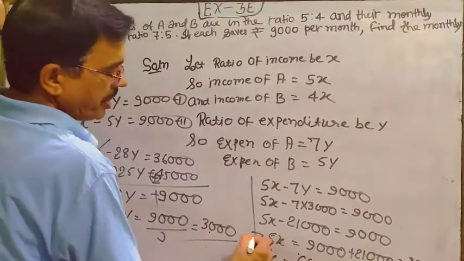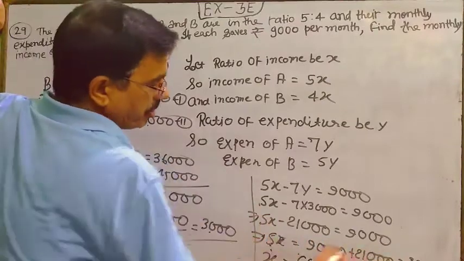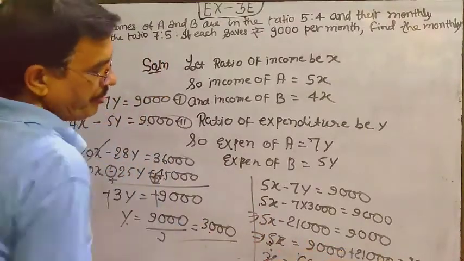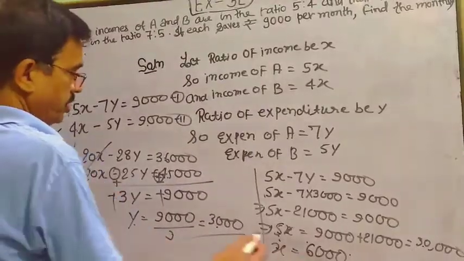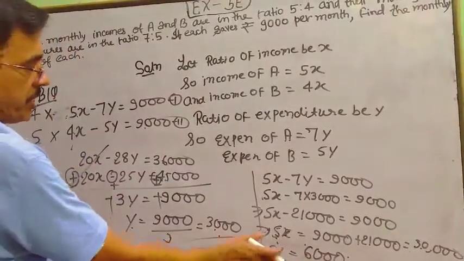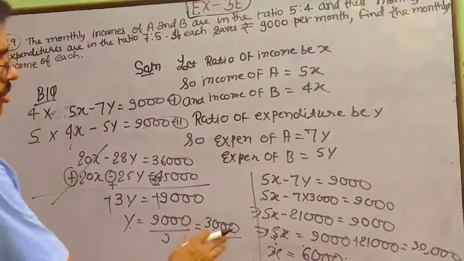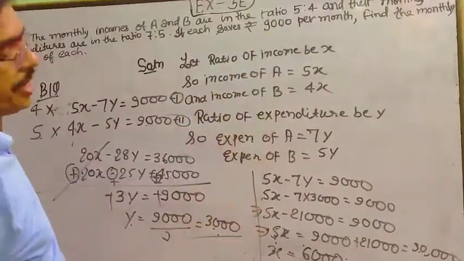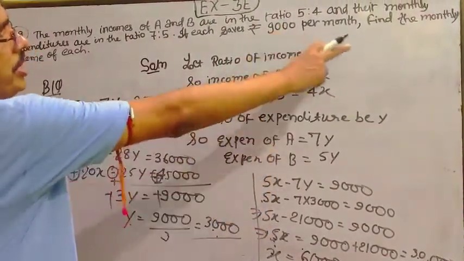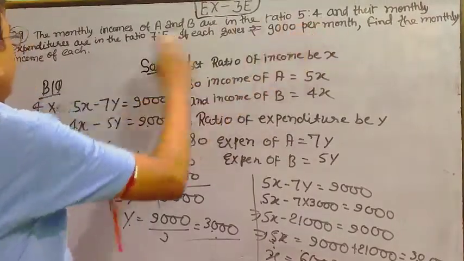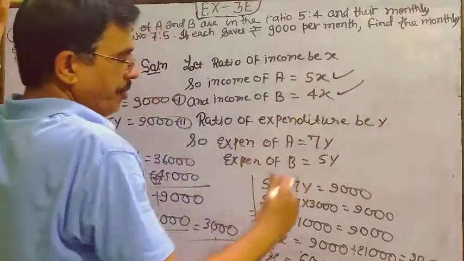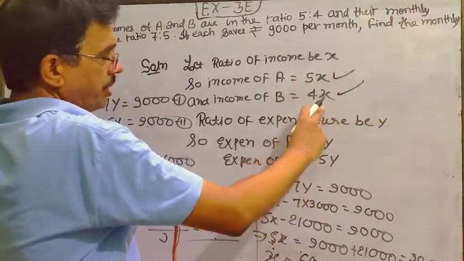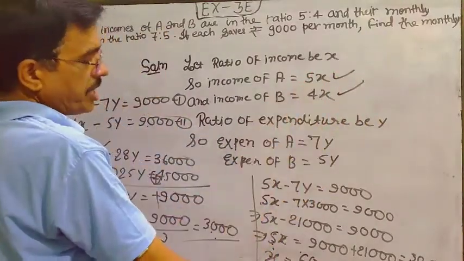Here, because 5x is equal to 30,000, then x is equal to 6,000. We divide by 5. So the answer for x and y is 6,000 and 3,000. But it is not the answer to your question, because your question is not asking for the ratio. Your question asks for the monthly income. One is 5x, another is 4x, and x is 6,000.